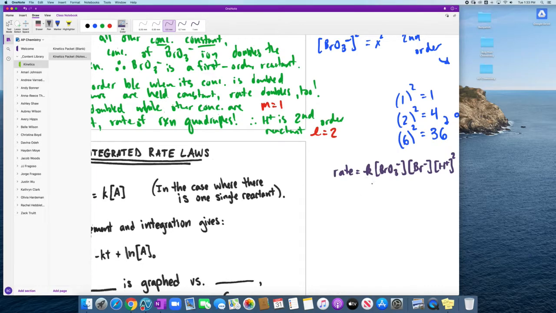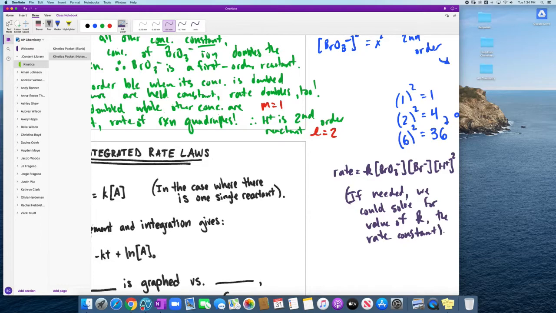That's called the differential rate law. Now, if needed, we can solve for the value of K, the rate constant.